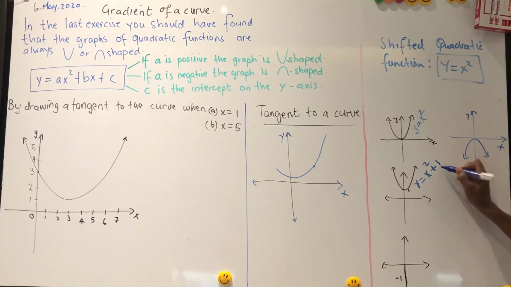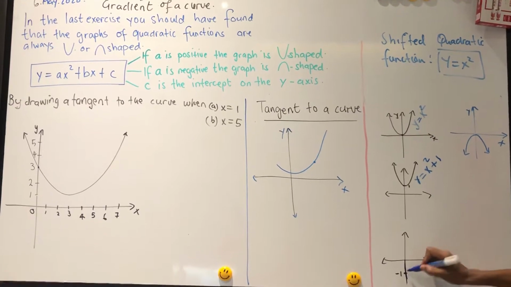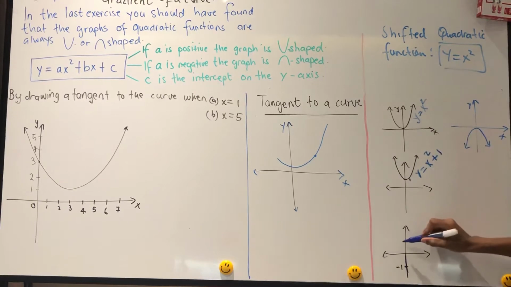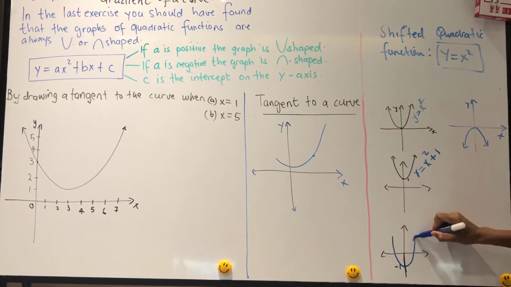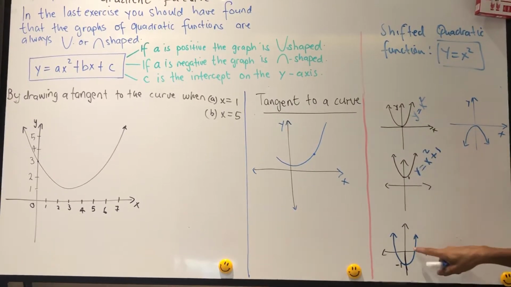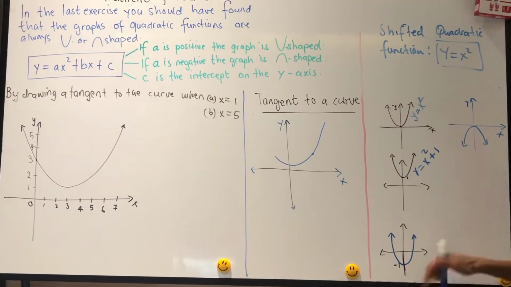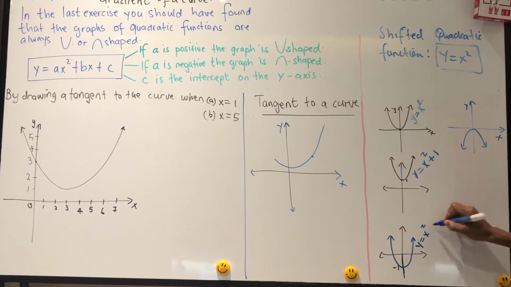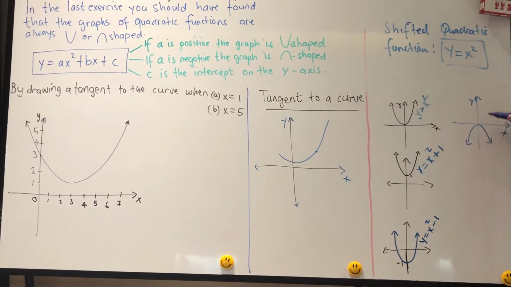So that's it. Done. And then what about if it's shifted down? From there, you shift it 1 unit down. It is still the same graph. Here it's shifted up 1 unit. Here it's shifted down 1 unit. Guess what it's going to be here? So it will be y is equal to x squared minus 1. Done.